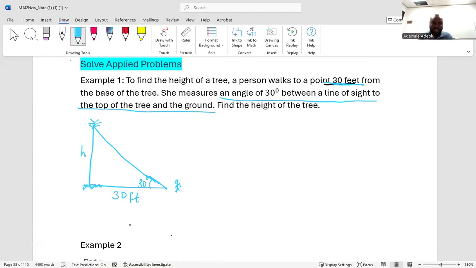So we can use the idea of SOHCAHTOA to find the height of the tree. Again, since our angle is here, this is opposite. This is angle 90 degrees, so this is the hypotenuse.